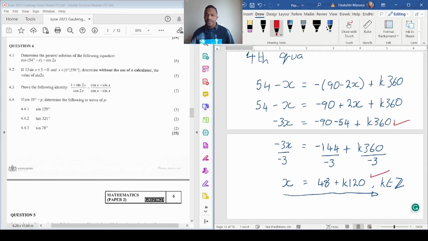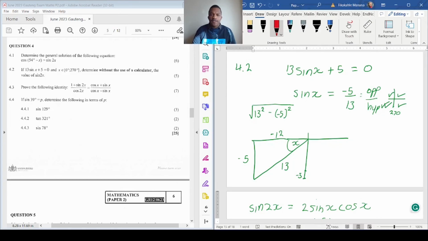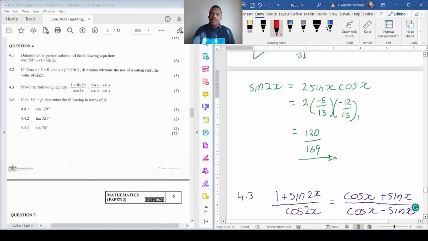There we go. And then let's come to 4.2. 4.2 is 5 marks. Yes, the first mark is for the diagram. Second mark, expanding this, recognizing this expansion. And then the correct sine x, the correct. So that's 4, that makes it 4 marks. And then the 5th mark is the answer.